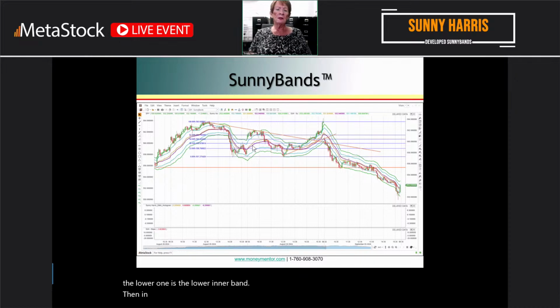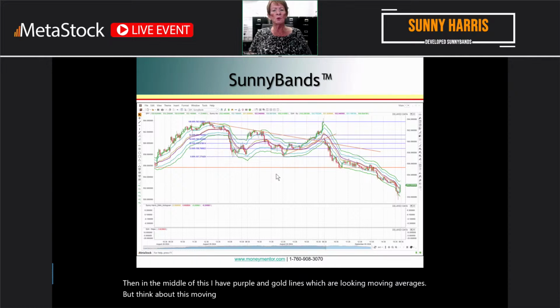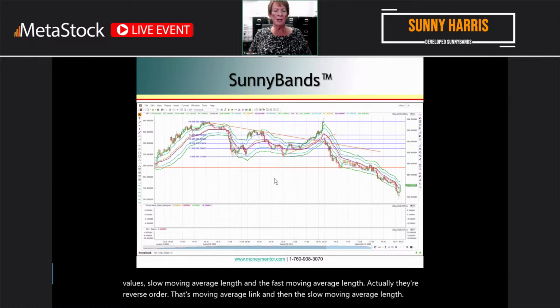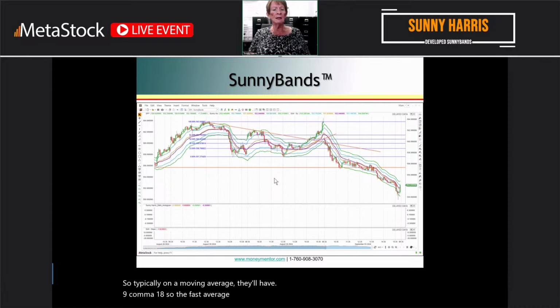Then in the middle of this, I have purple and gold lines, which look like moving averages. But think about this moving average. With most moving averages, you'll input two values: the fast moving average length and then the slow moving average length. So typically on a moving average, they'll have 9, 18. So the fast average is 9 in length and the slow average is 18.